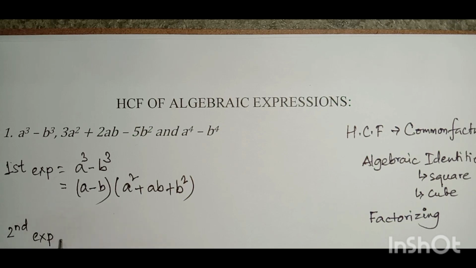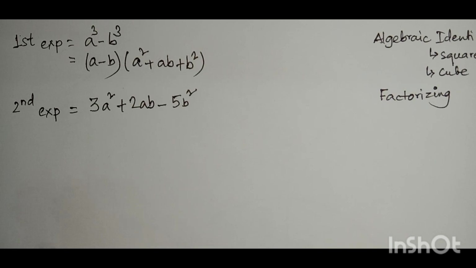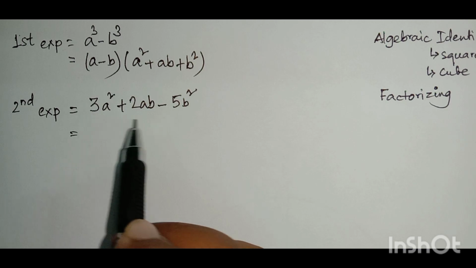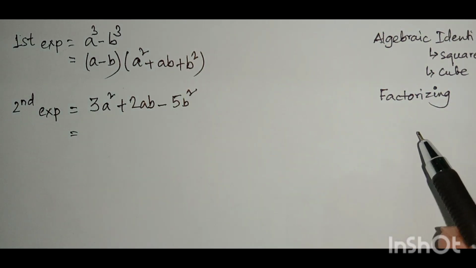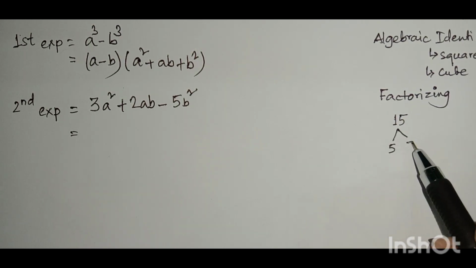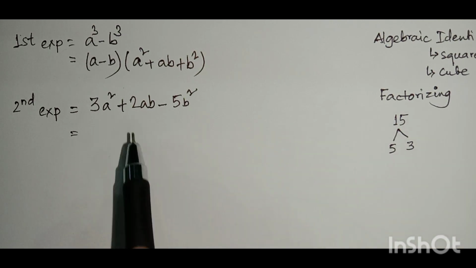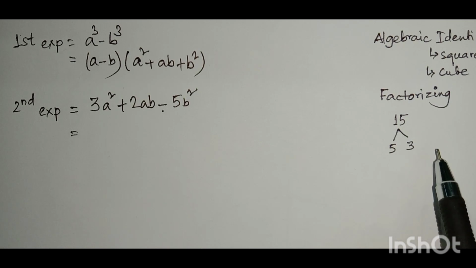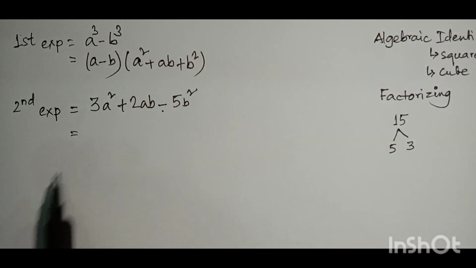Let's check the second expression. The second expression is 3a square plus 2ab minus 5b square. And now we can factorize this. 3 times 5 is 15, and let's try to find the factors of 15. So the prime factors of 15 are 5 and 3. 5 times 3 is 15. So here we can see it is negative, so that means we have to subtract these factors and get 2. So 5 minus 3, we get 2.